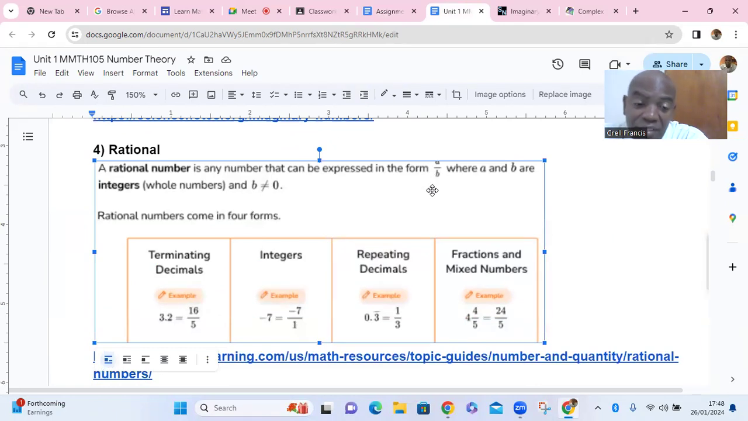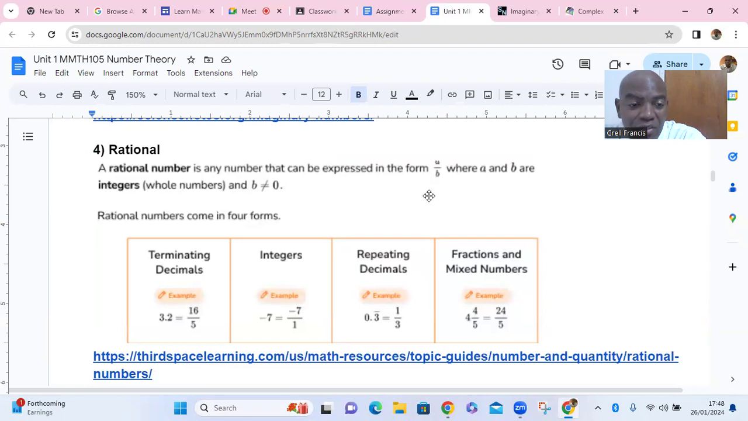Some persons say infinity. How many zeros are there in 5? Okay, that's like a concept itself. So b must not be 0. For there to be a rational number, the denominator must not be 0. It can be 1 and any other integer. It can be negative whole numbers also.